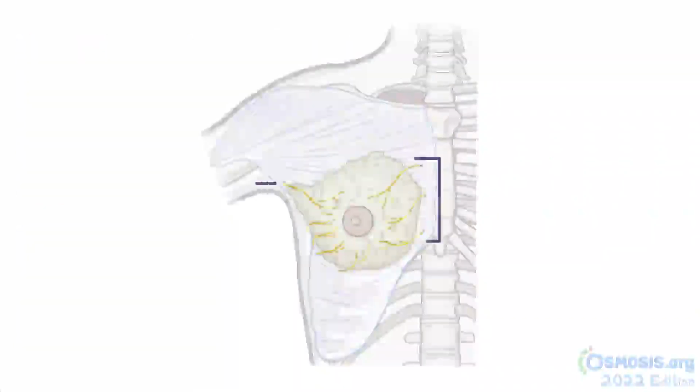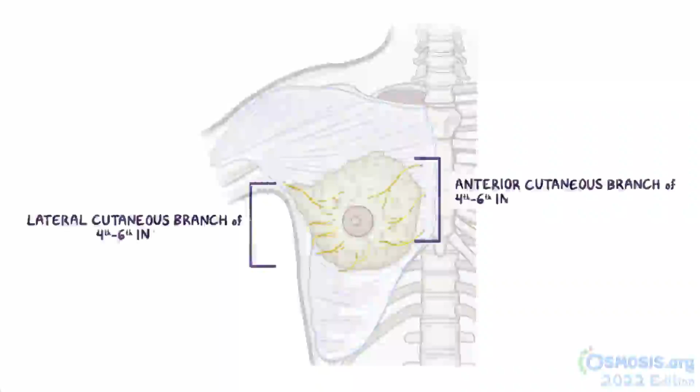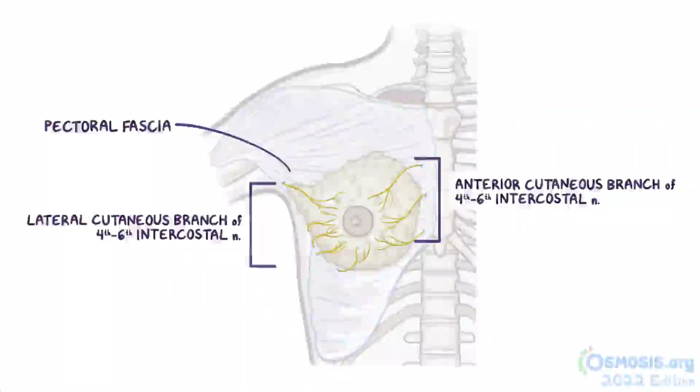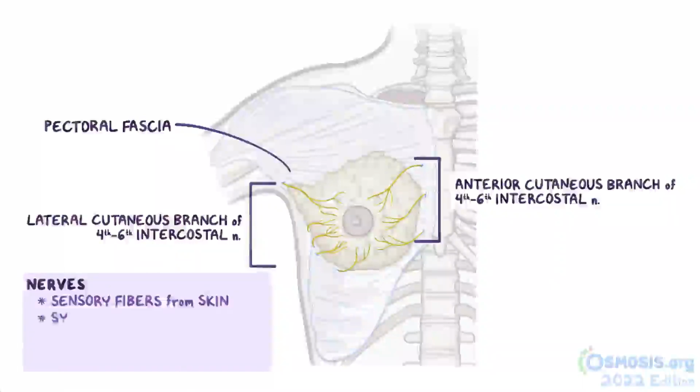Finally, the nerves of the breast come from anterior and lateral cutaneous branches of the 4th through 6th intercostal nerves. The branches of the intercostal nerves go through the pectoral fascia covering the pectoralis major in order to reach the overlying subcutaneous tissue and skin of the breast. The branches of the intercostal nerves carry sensory fibers from the skin of the breast and sympathetic fibers to the blood vessels in the breasts and smooth muscle in the skin and nipple.